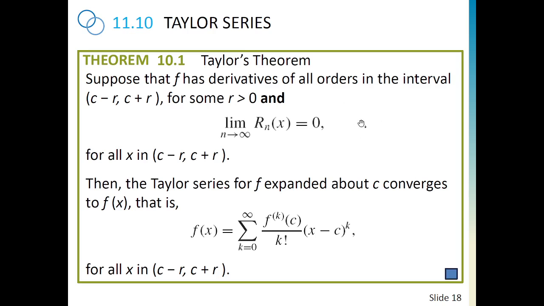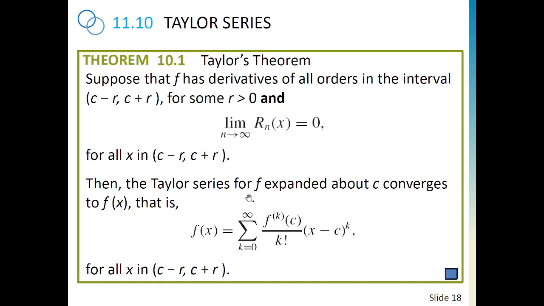So here we have the result that guarantees that our series is converging to the function that was used to generate it. I have a function f that has infinitely many derivatives, and we have an interval of convergence. When the remainder is going to 0 on this interval, then the Taylor series that I generate from the function f is actually equal to the function f.